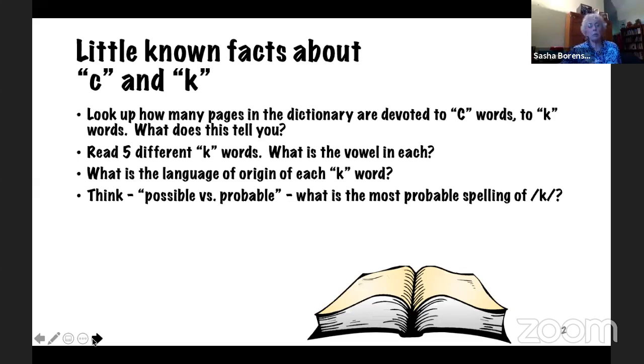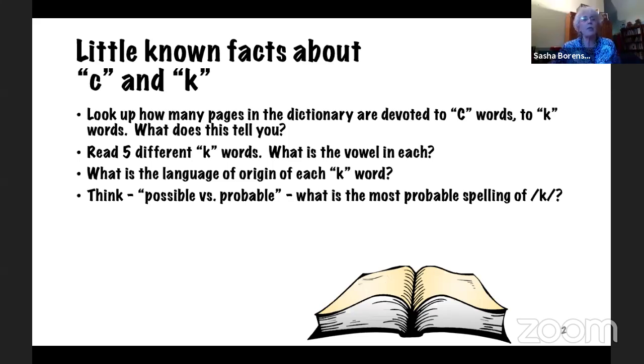So I have a question. When we finished last time, we were talking about the letter C, and I'm wondering how many people went to the dictionary and looked at how many pages were devoted to the letter C and how many pages were devoted to the letter K. Anybody? Okay, Joanne did. Anybody else? Great. And I brought, you guys are going to love this, my husband's Canadian dictionary.